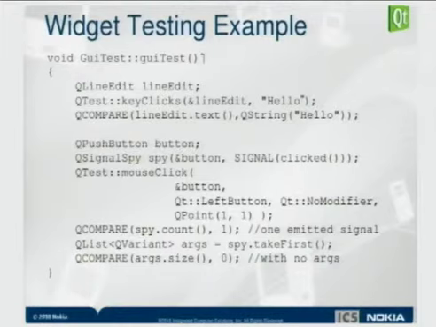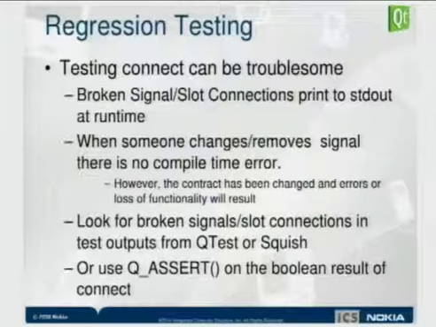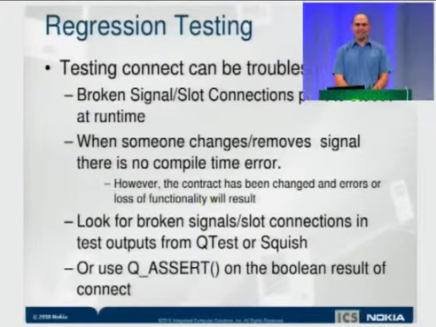So testing signal and slot connections can be a little troublesome. You may have noticed that signal and slot connections are not checked at compile time. They are checked at runtime. And Qt is nice enough to print out to the screen that a connect has failed. And in debug mode, it will try and give you help as to where it failed.